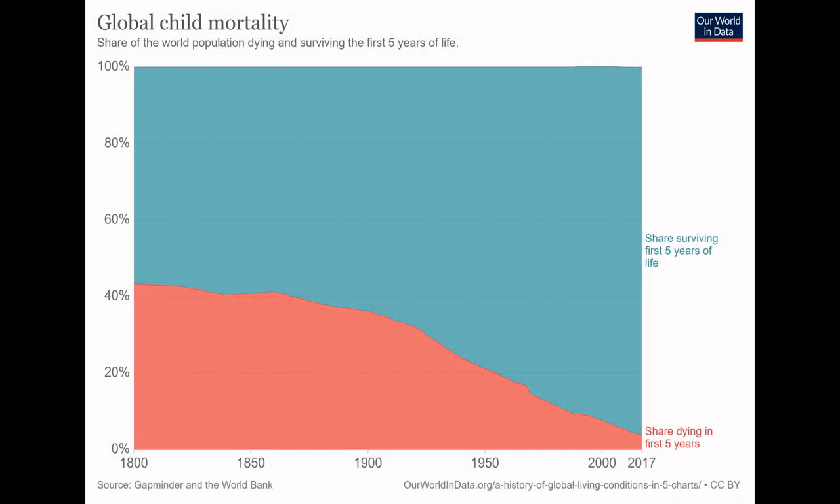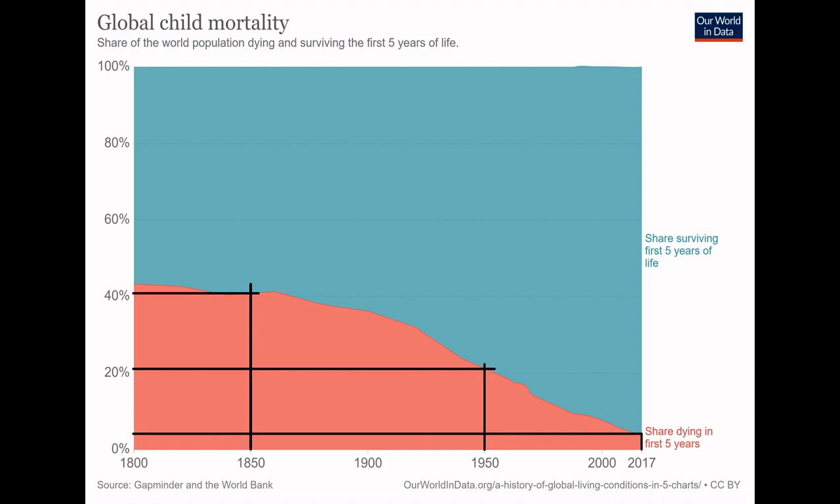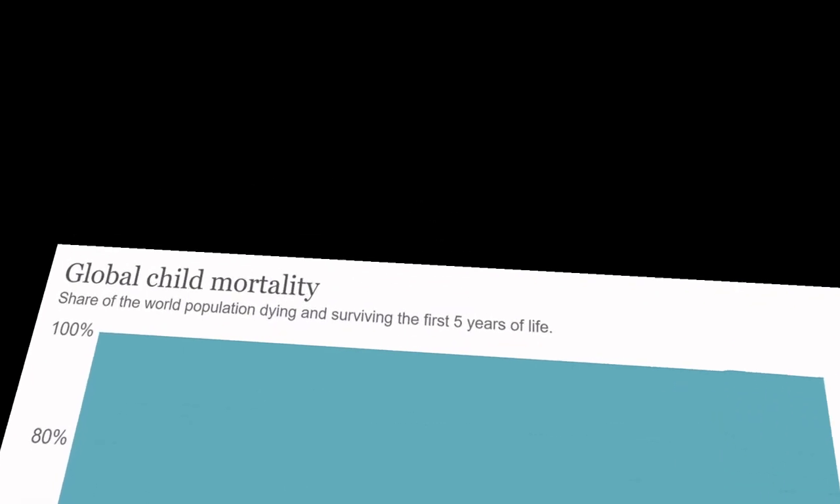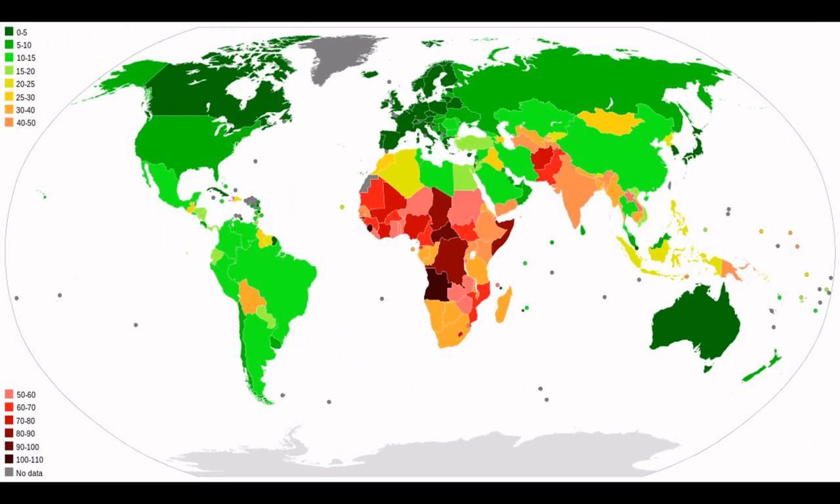This graph shows how global child mortality rates have declined over the last 200 years. Today, less than 5% of the children born worldwide will die before the age of 5. As you can see from this world map, the regions with the worst infant mortality rates are Africa and Southern Asia. The best performing regions are North America and Europe.